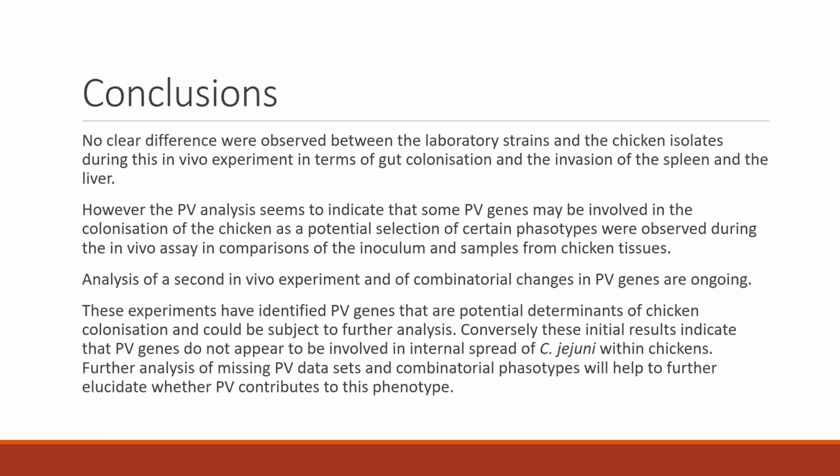We still need to do some additional in vivo experiments to confirm that, and also we need to do some combinatorial and changes analysis in PV genes to see if it's true. The interesting thing with PV genes is that, if it's confirmed, they can be subject to further analysis to see if they can elicit, for example, inflammation. But it doesn't seem from now that PV preservation is involved in the spread of C. jejuni within the chicken, but we still have some data to analyze, so we will see a bit later if it's confirmed.